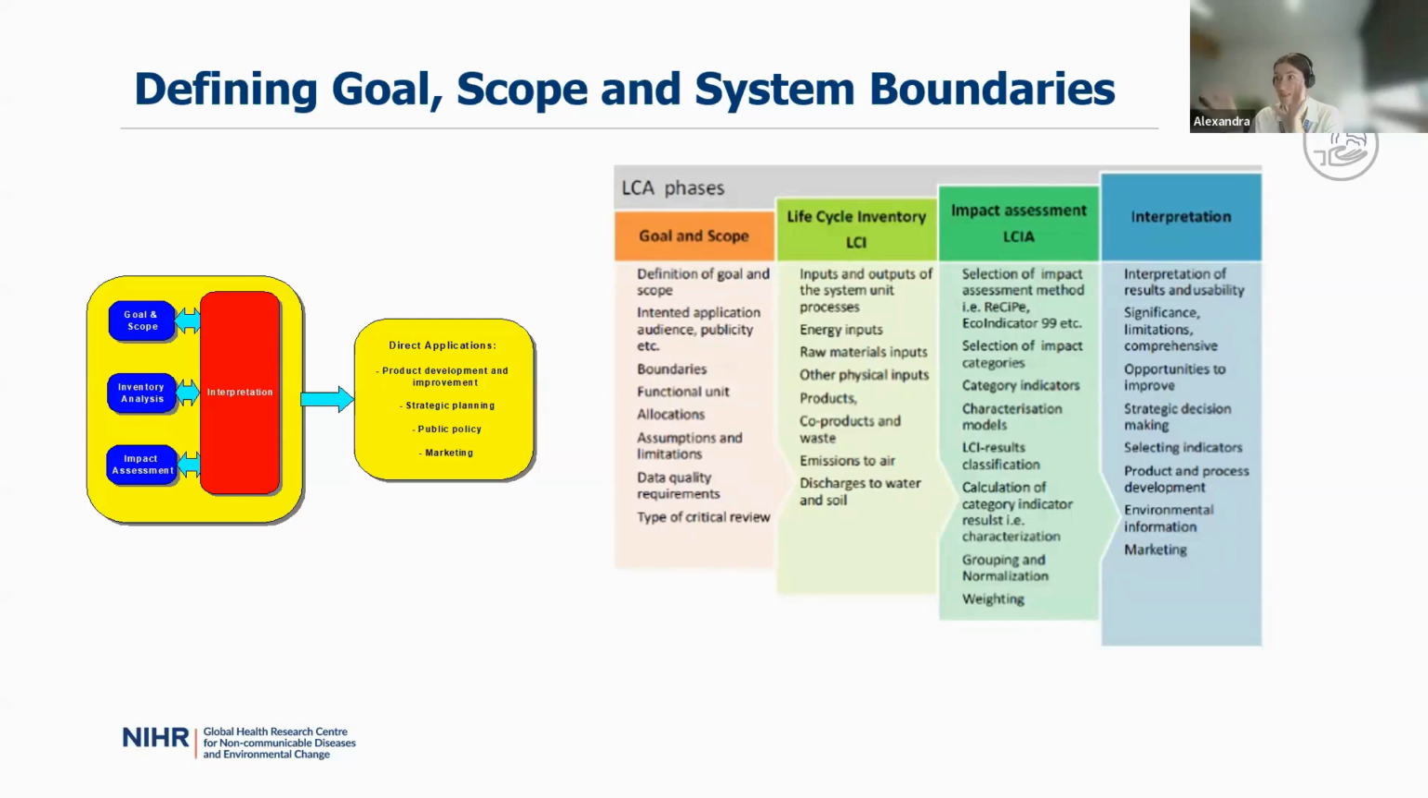And then here you have the stages of a life cycle assessment. We've already covered the goal and scope. And now we'll go on to the inventory, which is where we get together all the data, and the impact assessment, and then we'll finish with the interpretation.